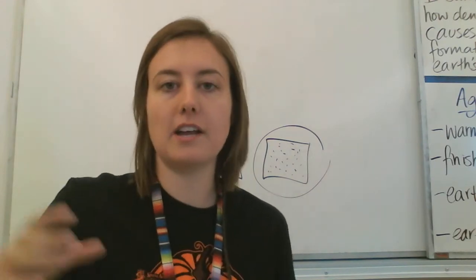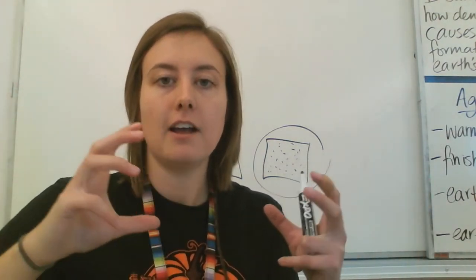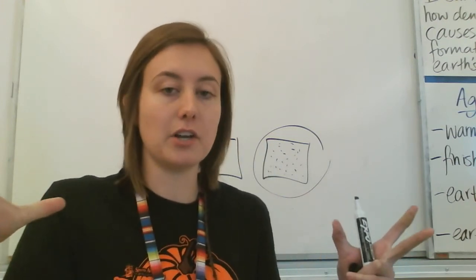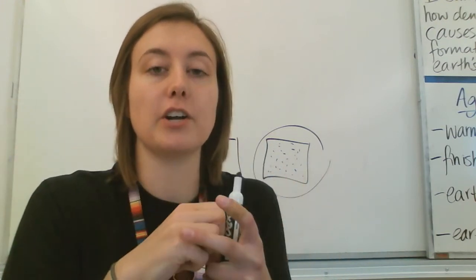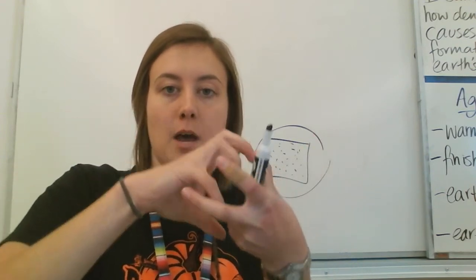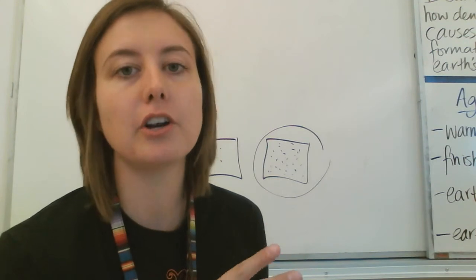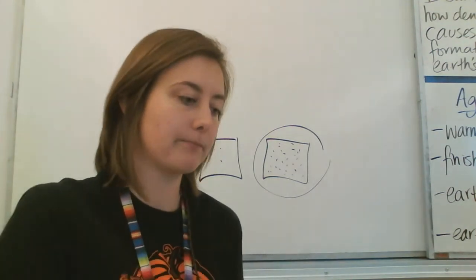You also need to know that as you get closer to the center of the Earth, the temperature increases, it gets hotter in the middle, and then also as you get closer to the center of the Earth, the pressure increases because it's got more stuff pressing in on it. So the inner core has the most density, the most temperature, and the most pressure, okay?